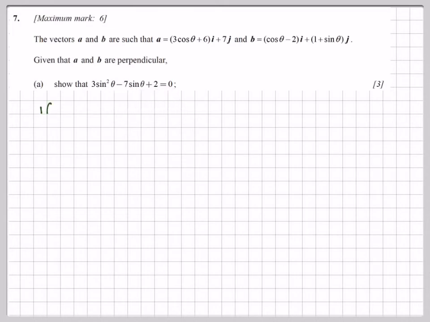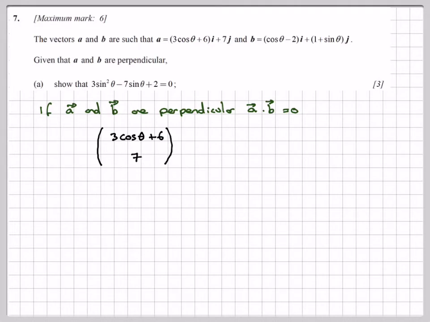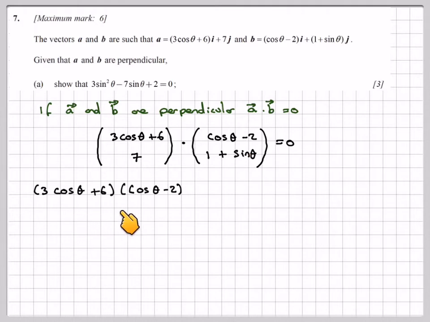So if a and b are perpendicular, then their scalar product, a dot b, will have to be equal to 0. So if we find the scalar product of these two and put them equal to 0, I'm going to write them as column vectors. So (3 cos theta + 6, 7) dot (cos theta - 2, 1 + sine theta) is equal to 0. So we have to do this times this. So it's (3 cos theta + 6) times (cos theta - 2) plus 7 times (1 + sine theta) is equal to 0.